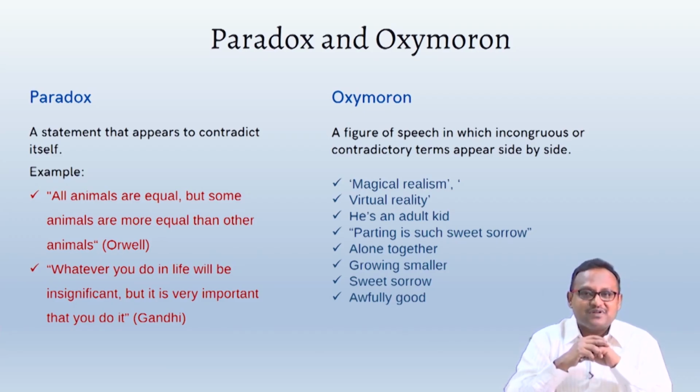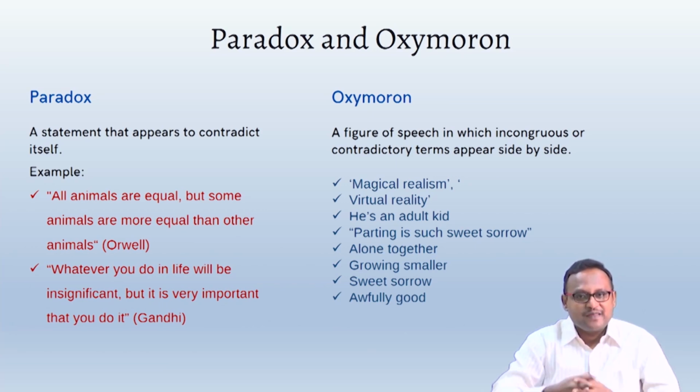A well known example for paradox is a line from George Orwell's iconoclastic novel called Animal Farm. So, if time permits, please read that short novel. It's a novella. We might discuss it during our class on fiction. Please read it if time permits. So, all animals are equal, but some animals are more equal than the others.